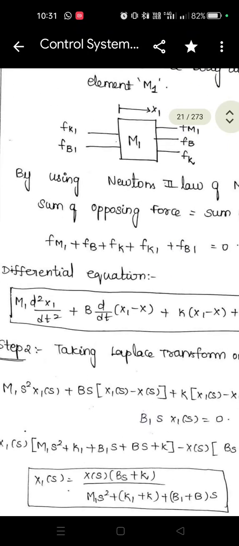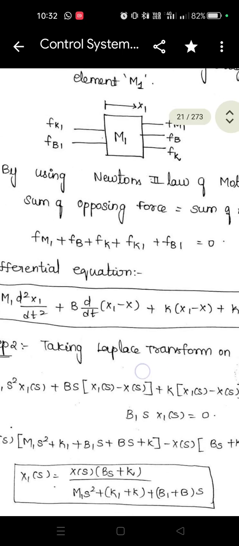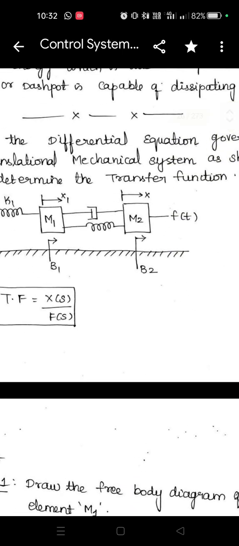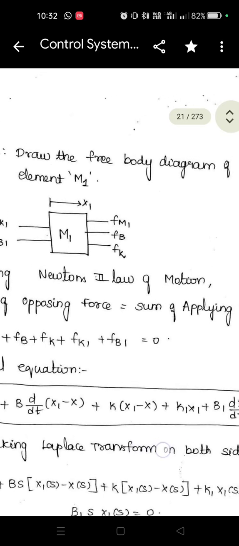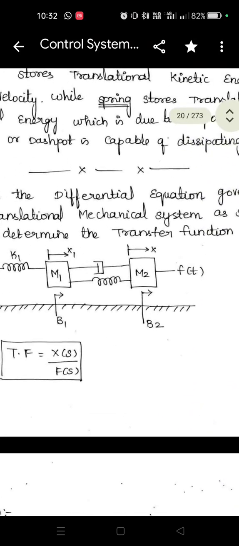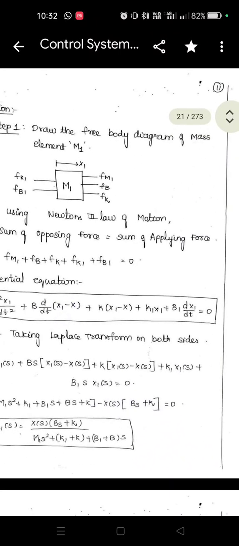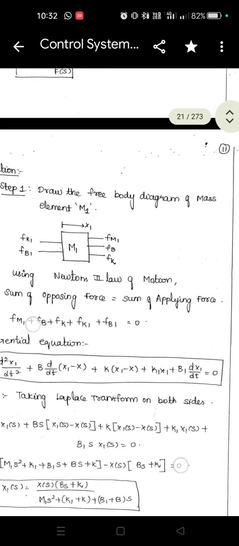So I'm writing d by dt into, here I'm applying the Kirchhoff voltage law. So x1 minus x plus k into, so this k is also common for both m1 and m2, right? So k is nothing but a spring. So I am writing k into x1 minus x plus, next one is the k1 term. So k1 is connected to m1 only. So I am writing k1 of x plus b1. b1 is indirectly connected, but it is only connected to m1, right? So b1 into dx1 divided by dt equal to 0.